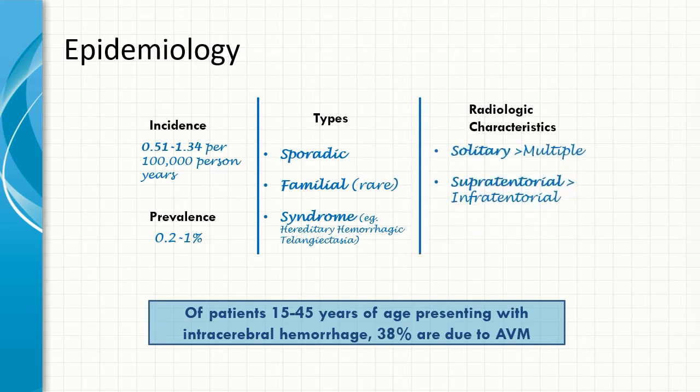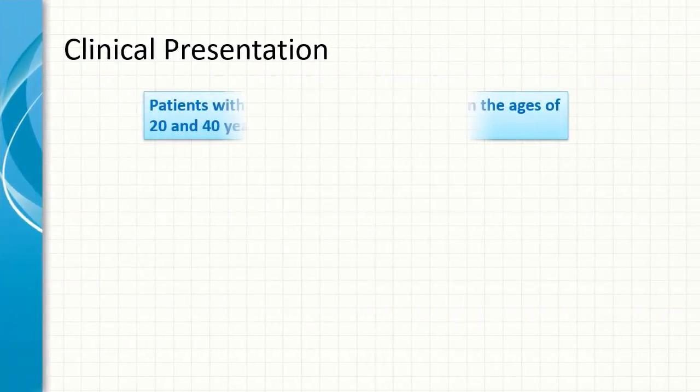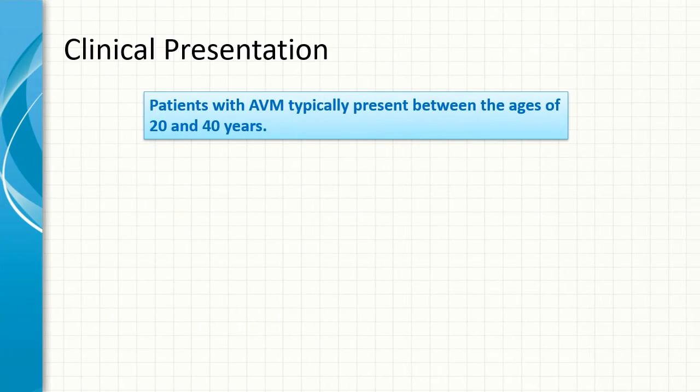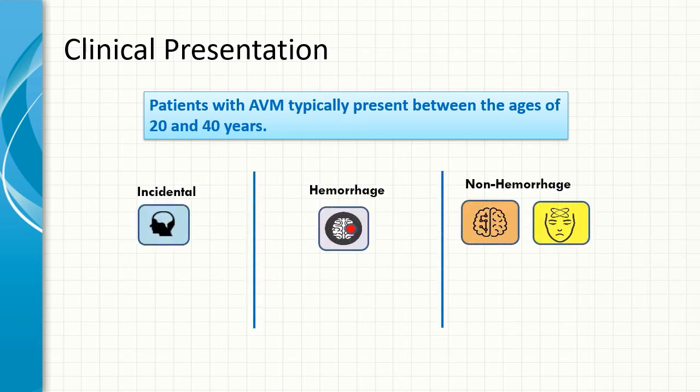Most commonly, AVM are solitary single lesions, but multiple lesions have been described, especially in patients with hereditary hemorrhagic telangiectasia. The supratentorial region is more common than the infratentorial region for patients with AVM. Patients with AVM typically present between the ages of 20 and 40. They may present as an incidental finding. That may occur in up to 40% of people.